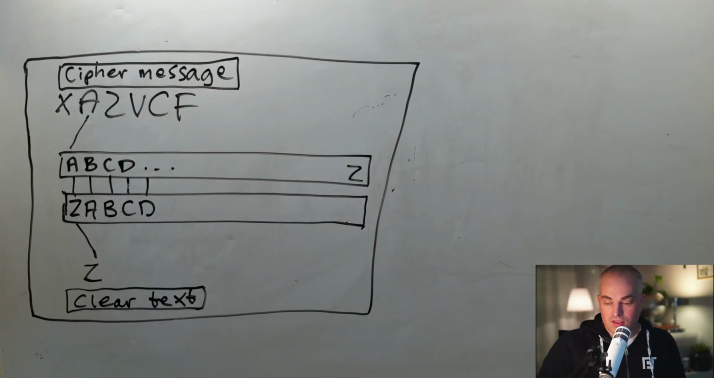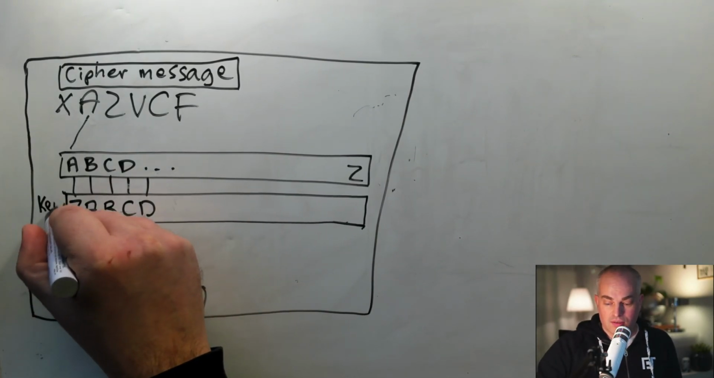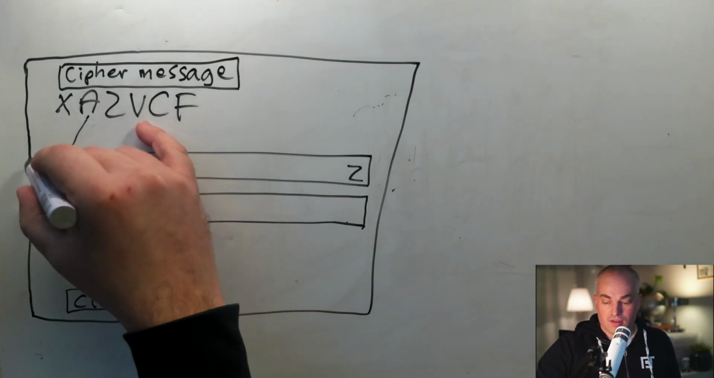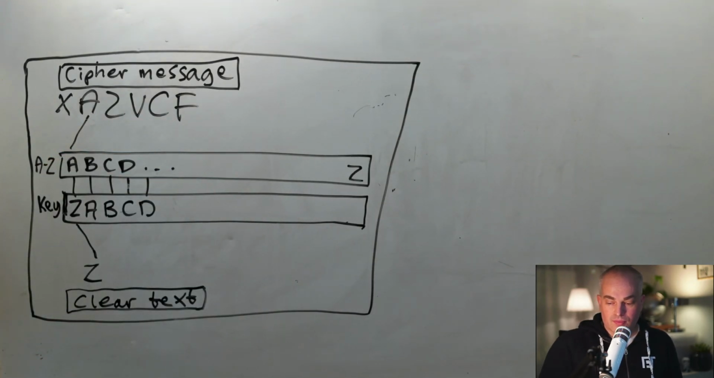We maybe call this the key in some parts, and here are just A to Z always. Cool. So let's see how we do this.